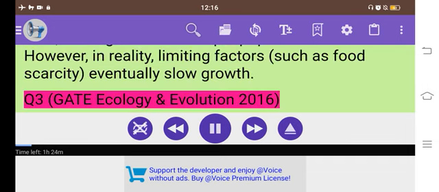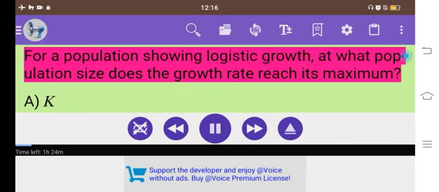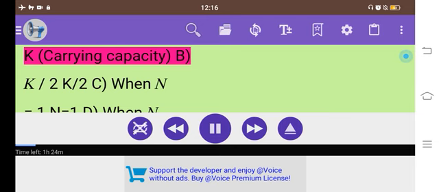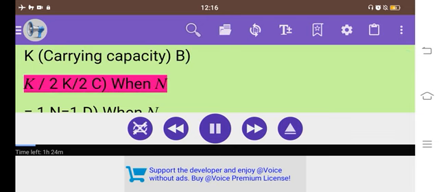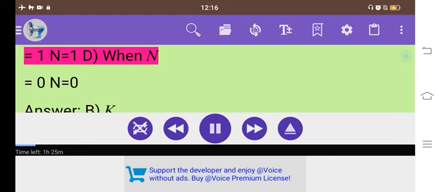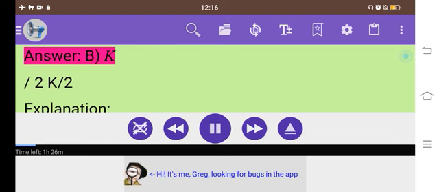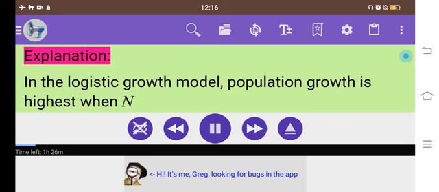Q3, GATE Ecology and Evolution 2016. For a population showing logistic growth, at what population size does the growth rate reach its maximum? A. K, carrying capacity. B. K/2. C. When N equals 1. D. When N equals 0. Answer: B, K/2.